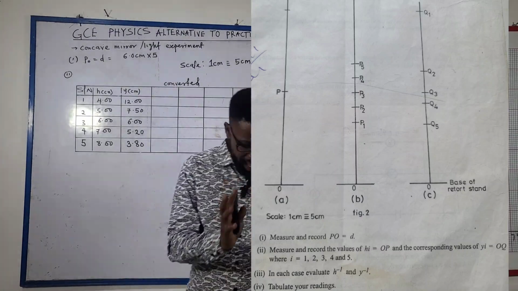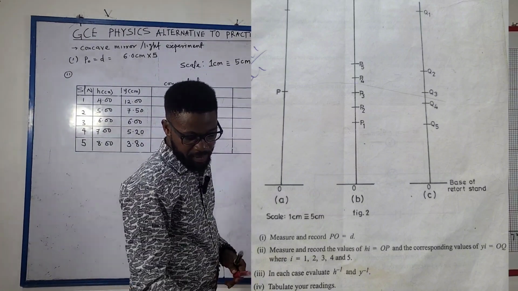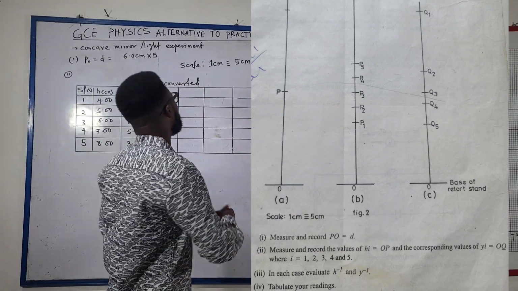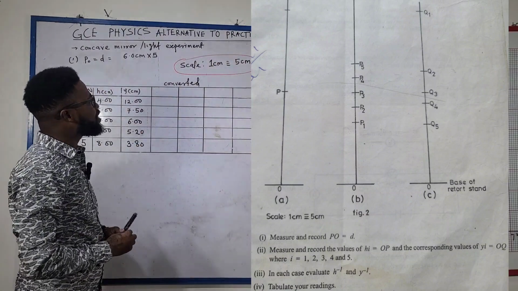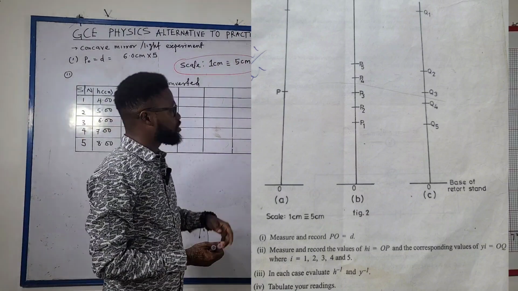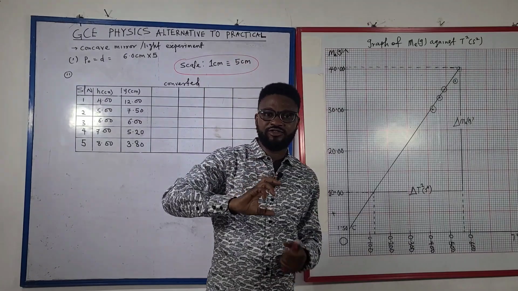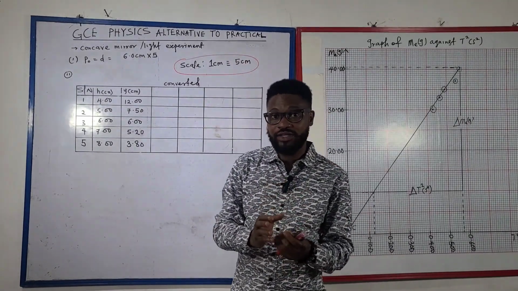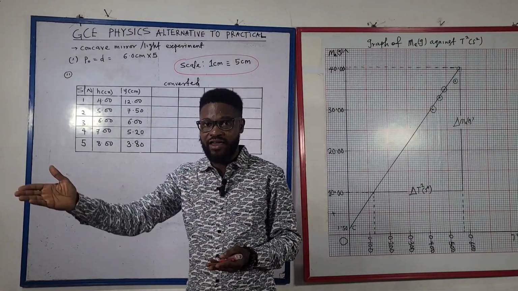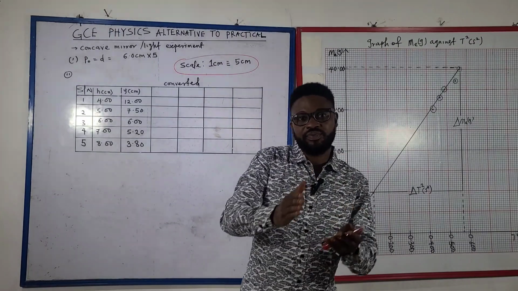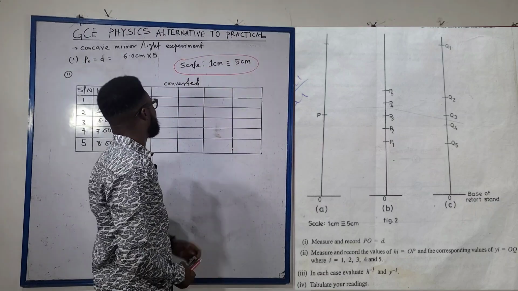For this diagram, I need to quickly talk about something important. This is a probable question, mind you, where we talk about a scale. Our scale here talks about 1 centimeter to represent 5 centimeter. What that means, whenever you see a scale for any question, is that for every 1 centimeter you measure on paper, you multiply it by 5, because 1 centimeter represents 5 units in this case. So for this particular question, 1 centimeter represents 5 centimeters.